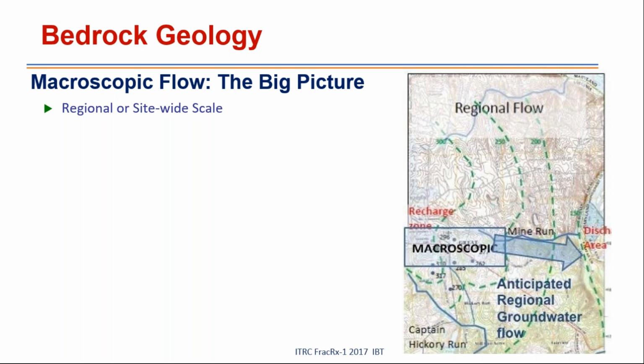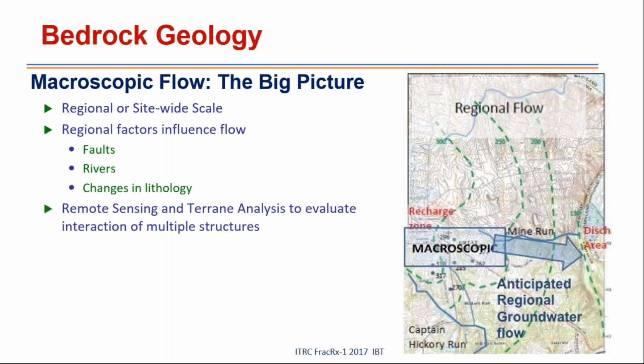So macroscopic flow is the big picture. It's regional or site-wide scale. And so you have regional factors influencing flow: the big faults, rivers, changes in lithology. An example of how faults do this is a site in Bennington, Vermont with a lot of PFAS. It's stuck pretty much in the carbonate rocks. The thrust faults to the west and to the east have prevented it from going into the other type of rock, which has been good to keep the plume somewhat small.